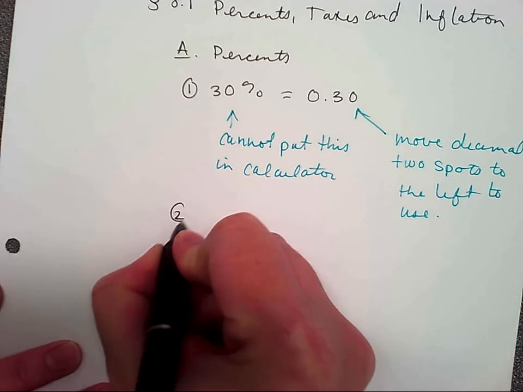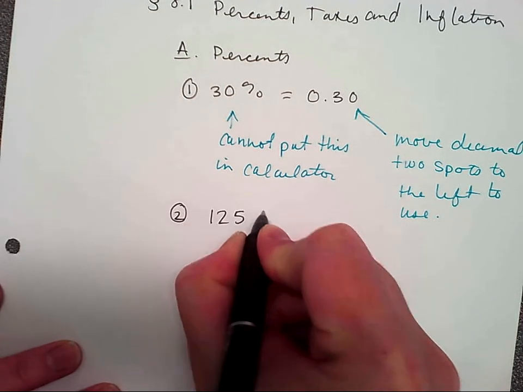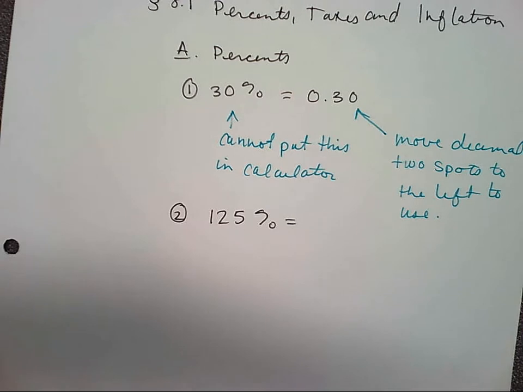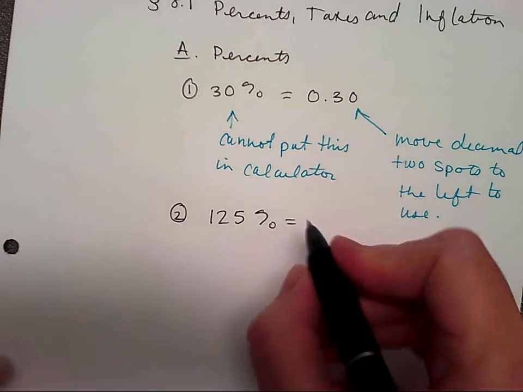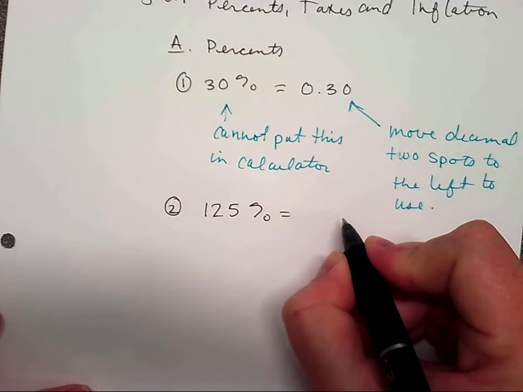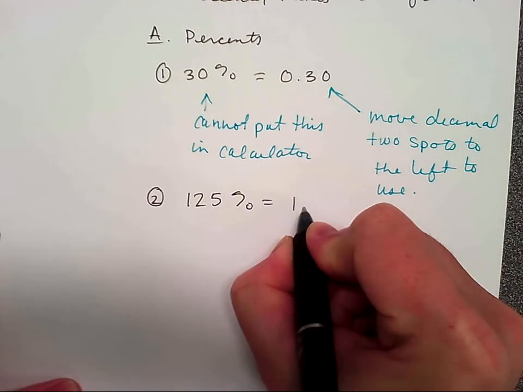All right, so change 125%. Okay, so how did you guys write that as a decimal? 1.25.